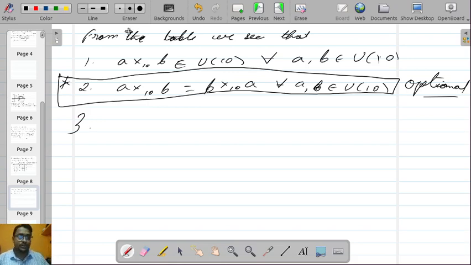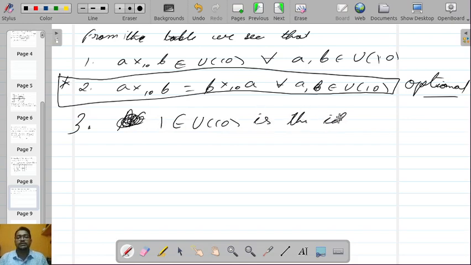Okay, number 3 is we see 1 belongs to this. Number 3, let us write associative property. Or no, here we have written from the table. From the table, associativity is not clear, we have to write it separately. Number 3 is 1 belongs to U10 is the identity element, right?